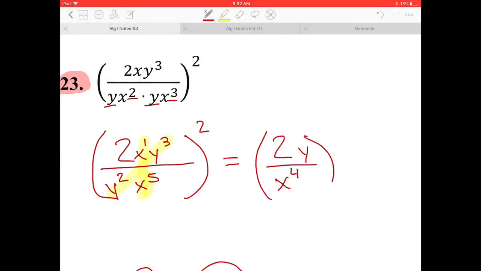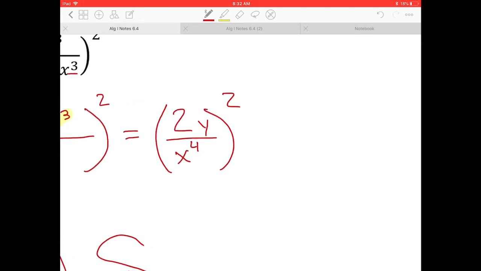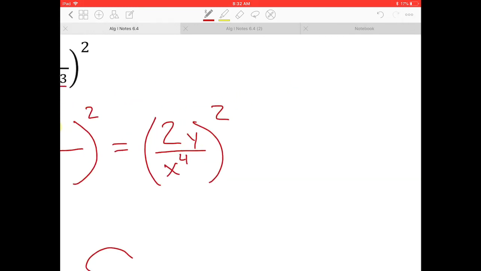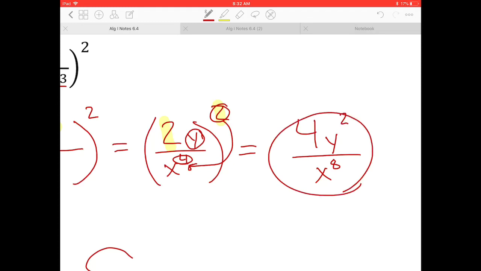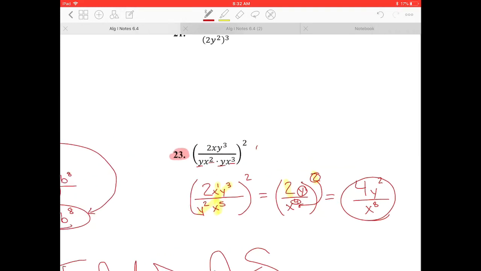All right, so again, this is still being squared. So now my final step is to do the power property. So 2 squared, this is going to be 4. Y squared becomes y squared. That just gets the exponent. And in the bottom, x to the 4th power, we need to square that. Multiply your exponents. So x to the 8th power. There's your final answer for number 23. Okay?